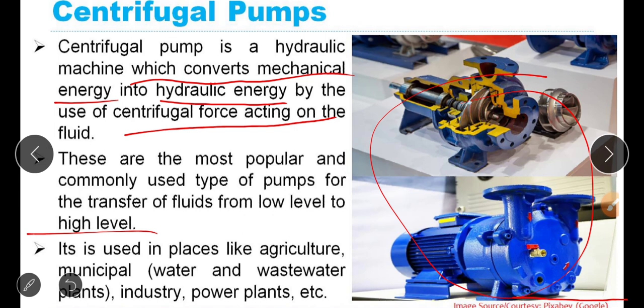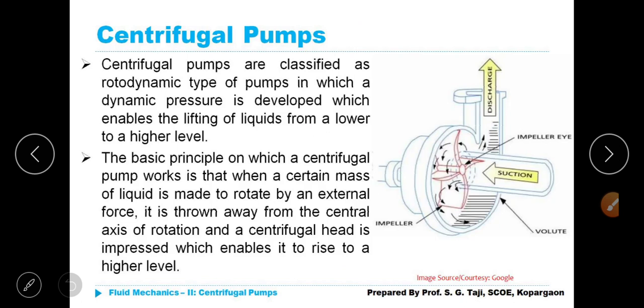Pumps are used in places as I have already mentioned. Here also it is given: agriculture, municipal, water and wastewater plants, industry, power plants, etc. Apart from that, I have said so many uses daily. Centrifugal pumps are classified as rotodynamic type of pumps in which dynamic pressure is developed, which enables the lifting of liquids from a lower to a higher level. These are all self-understanding.